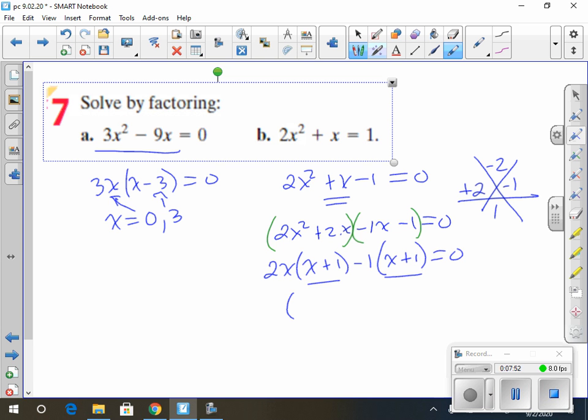Regroup and pull out the x plus 1. Notice that when I pull out the x plus 1, those are now gone. Those were pulled out. What's left? A 2x minus 1 equals 0. You set those both equal to 0, and you find out that x is equal to negative 1 or positive 1/2, coming from here, and this one from here.